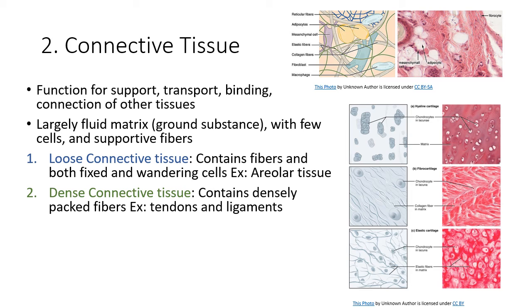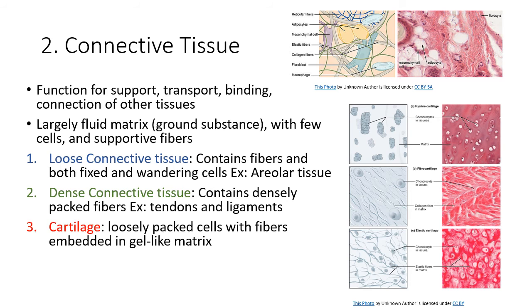Dense connective tissue contains densely packed fibers, such as in tendons and ligaments, so they're all kind of running in the same direction. It can then tie a muscle to a muscle, muscle to a bone, or bone to a bone, and hold those in place.